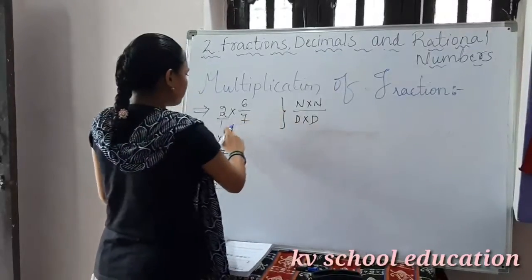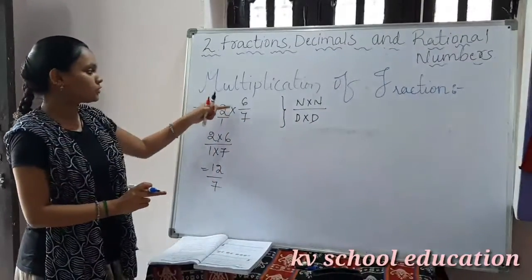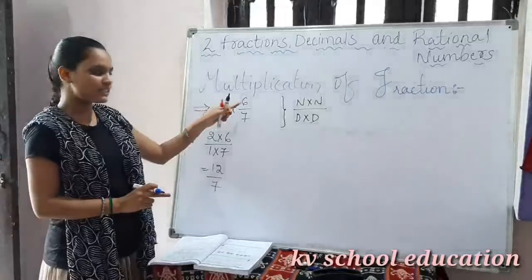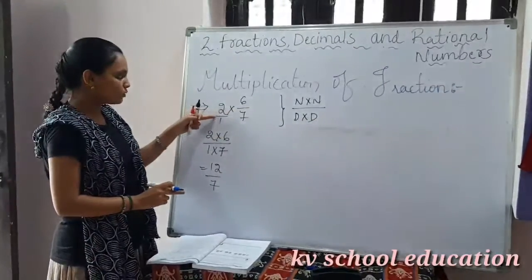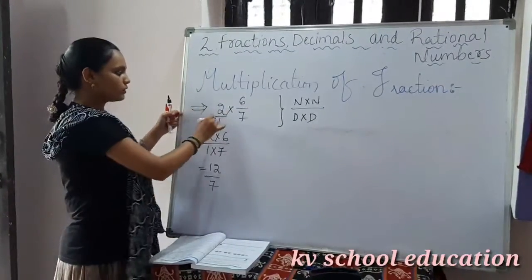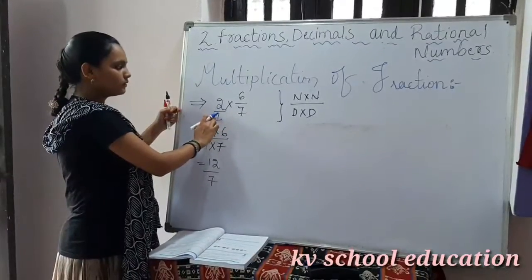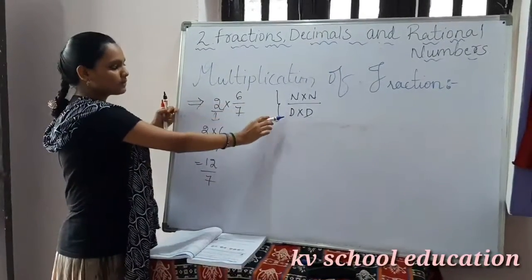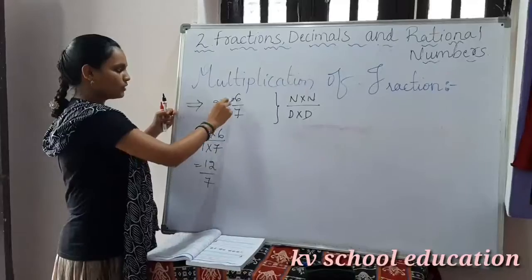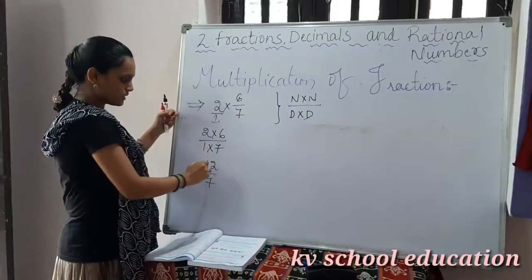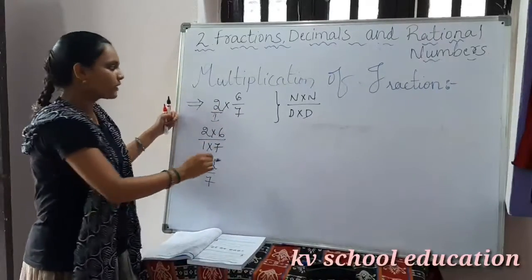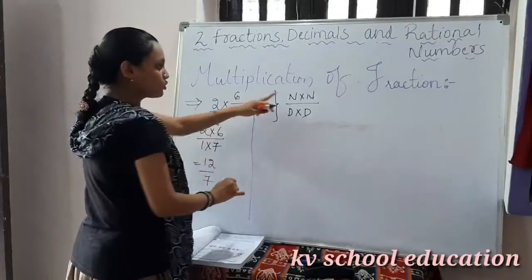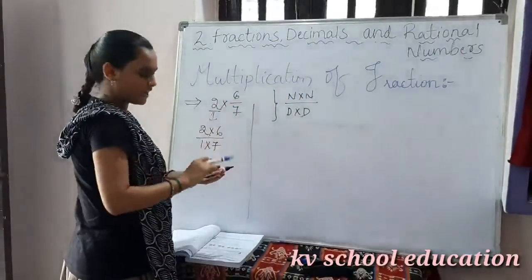And then next, I will say once again, 2 into 6 by 7. 2 is a whole number, 6 by 7 is a fraction. So 2 doesn't contain any denominator, so we should take 1. And numerator into numerator by denominator into denominator. 2 into 6 by 1 into 7. 2 sixes are 12 and 1 seven is 7. And then next, multiplication of fraction where both will take fractions.